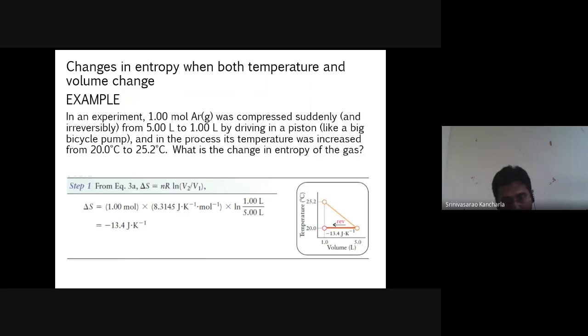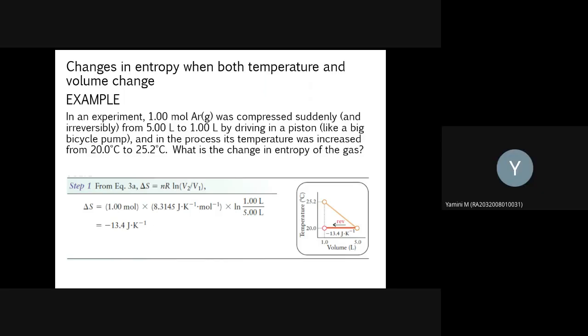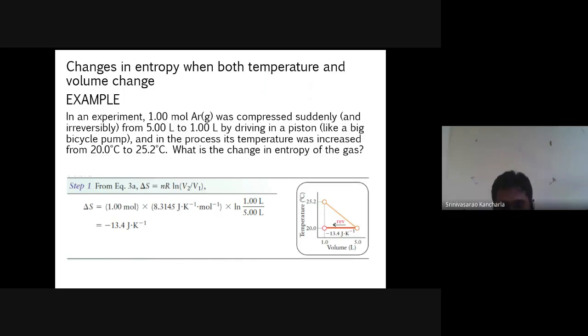Now, when you have both a change in volume as well as a change in temperature, how do you calculate this? This example will give you an understanding of the measurement of total entropy change when you have a change in temperature as well as volume. We have to sum up both the expressions, sir. Yes, because entropy is a state function, you can sum up.